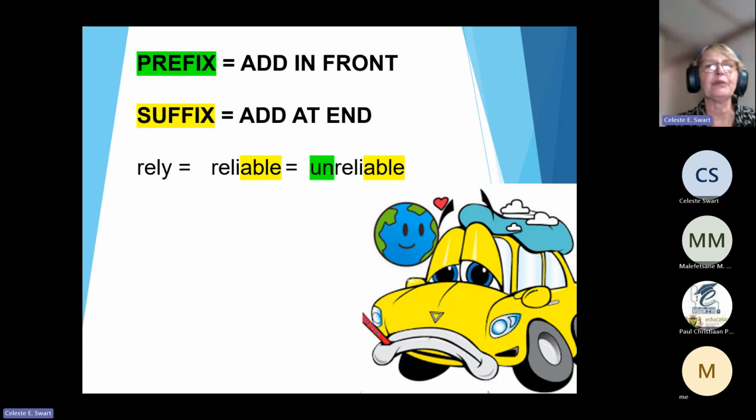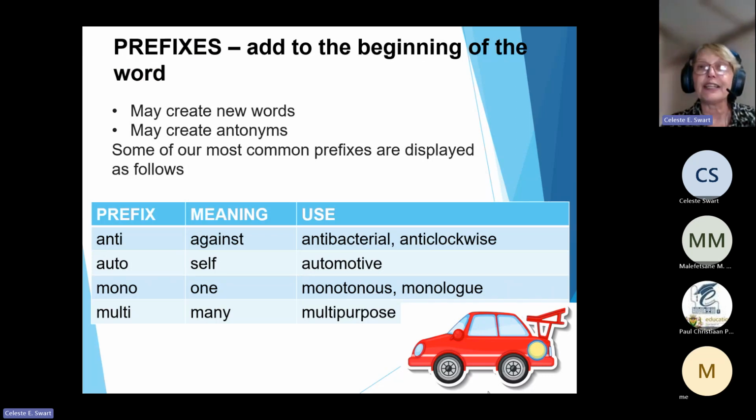So let's have a look quickly at prefixes. A prefix we add to the beginning of the word. What's interesting about this is that you could create new words, you could create antonyms, and antonyms are words opposite in meaning. So by adding a prefix, something at the beginning, you could change the meaning. And you have to be very careful that you know which prefixes to use, because you could make a total hash of it if you use the wrong prefix.